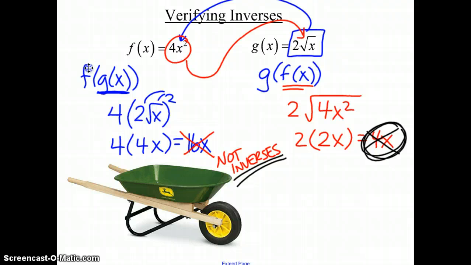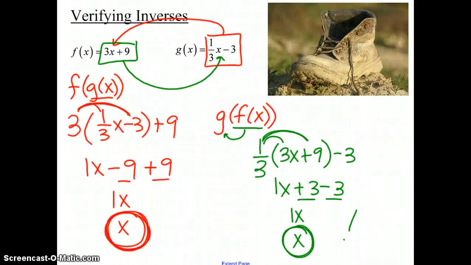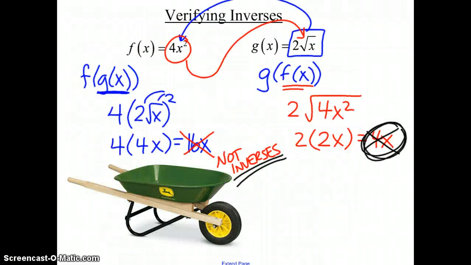If you do one side and figure out that it's not equal to x, you do not have to do the second side. Like I said, I just like to do both sides to show you another example. But you can stop as soon as you get not an x. On this slide, both of them got an x, so yes, they were inverses. On this slide, you did not get a single x at the end, so they are not inverses.